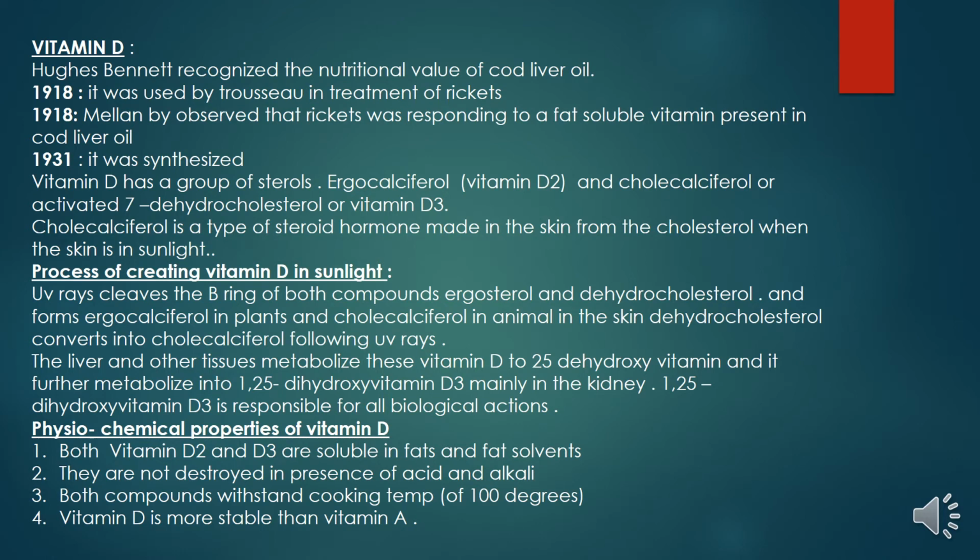The liver and other tissues metabolize this vitamin D to 25-hydroxy vitamin D, and it is further metabolized into 1,25 dihydroxyvitamin D3 mainly in the kidney. 1,25 dihydroxyvitamin D3 is responsible for all biological actions.